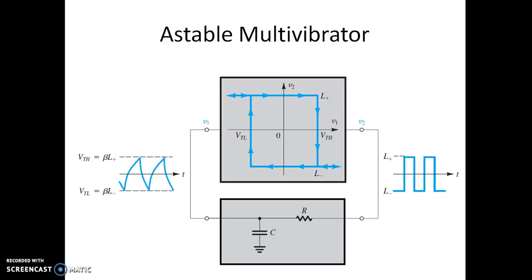That's why it is an astable multivibrator. The astable multivibrator is also called a free-running oscillator because its oscillation never stops. It doesn't require any trigger signal. The output is either plus Vsat or minus Vsat, which is the output of a Schmitt trigger.